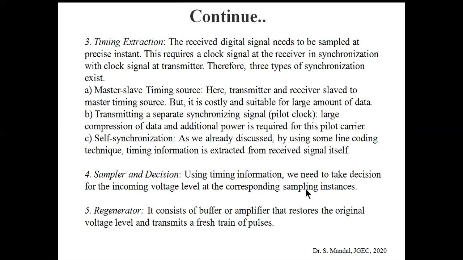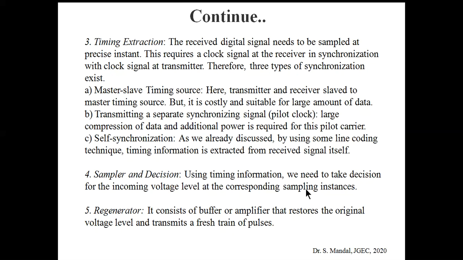Okay, so these are the three processes through which we can extract the timing information. Now coming to the fourth part, that is the sampler and decision. Using the extracted timing information, we can take a decision for the incoming voltage level. That means at which instance what is the corresponding voltage level, and depending on that we can detect the corresponding output voltage level.